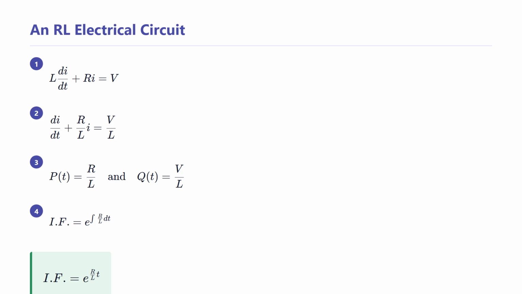Before we move on, let us see this with a concrete physics example. Imagine an electrical circuit containing a resistor and an inductor connected to a battery. According to Kirchhoff's voltage law, the current I is governed by this differential equation. We want to find how the current changes over time t. Notice that the derivative has a coefficient of L.